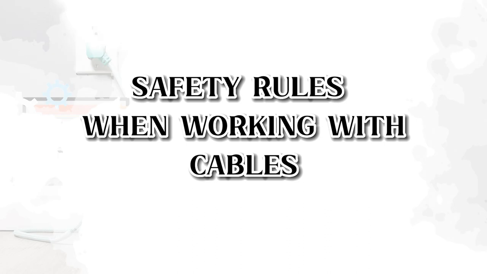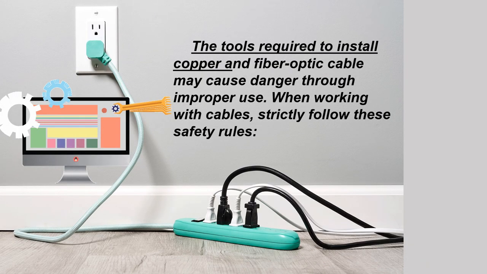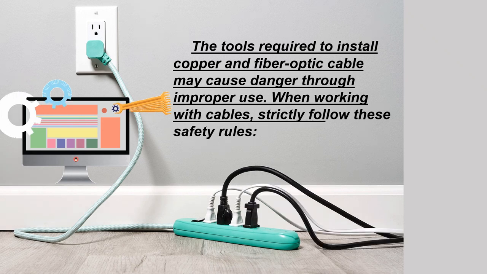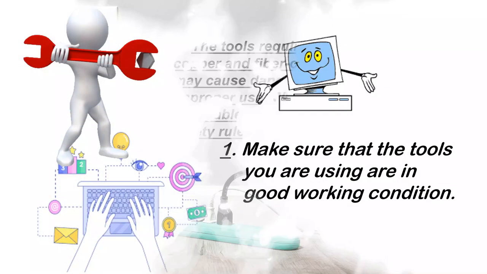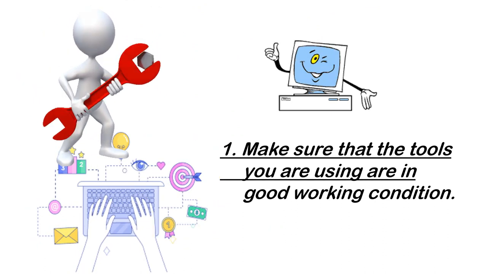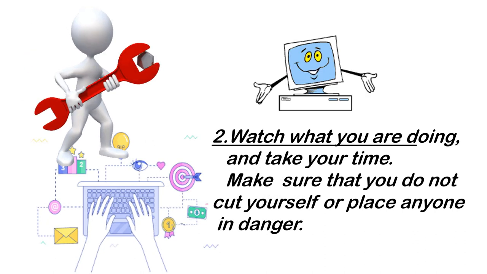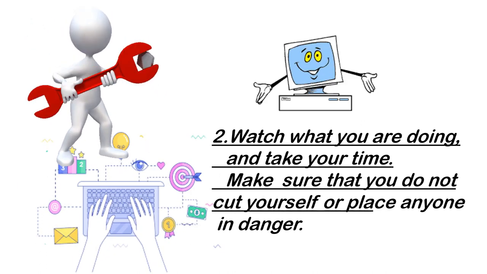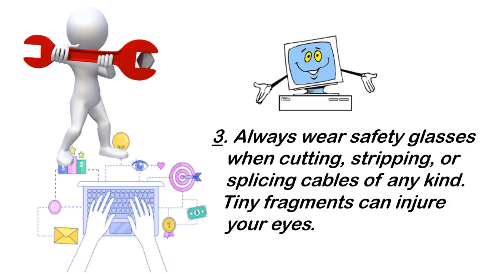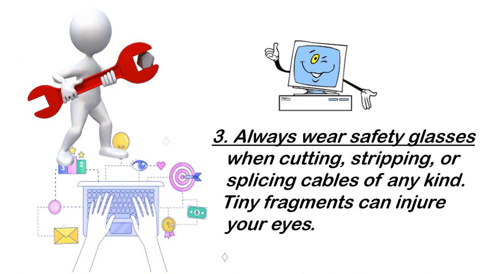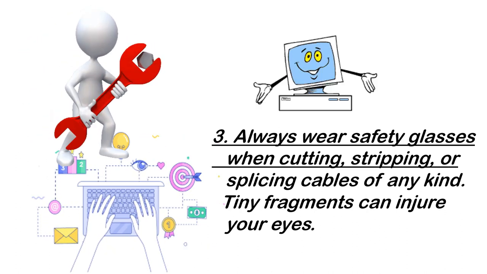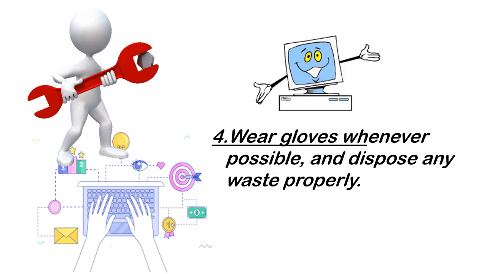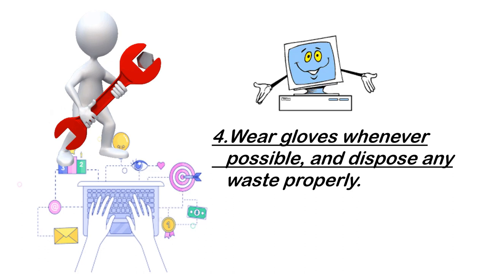Safety rules when working with cables. The tools required to install copper and fiber optic cable may cause danger through improper use. When working with cables, strictly follow these safety rules. 1. Make sure that the tools you are using are in good working condition. Number 2. Watch what you are doing and take your time. Make sure that you do not cut yourself or place anyone in danger. Number 3. Always wear safety glasses when cutting, stripping, or splicing cables of any kind. Tiny fragments can injure your eyes. And lastly, wear gloves whenever possible and dispose of any waste properly.